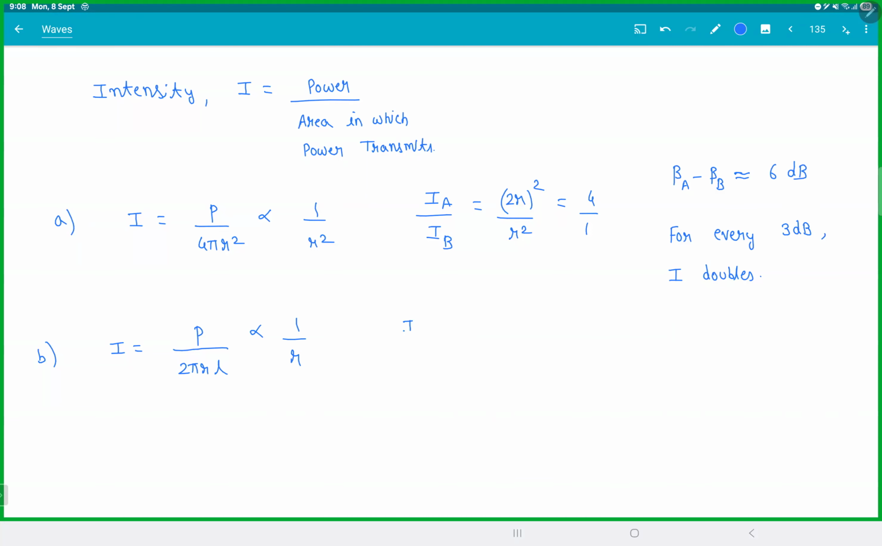So here IA by IB will be 2 is to 1. So here the decibels, beta A minus beta B, will be 3 decibels. That is how they'll play around with this. So depending on what kind of source you're using, the whole answer will change. And more about this wavefront we will discuss in the next chapter, wave optics. But this much idea you should have.